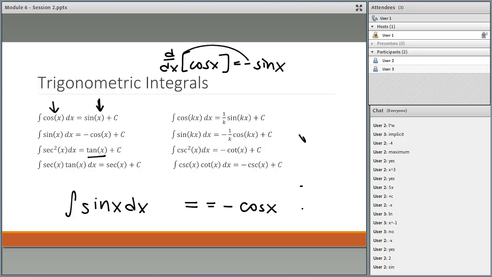Thinking in terms of derivatives, if I took the derivative of tangent x plus a potential constant, I would get secant squared x. And then the derivative of secant x is secant x tangent x. So when I integrate secant x tangent x, I get back to secant.